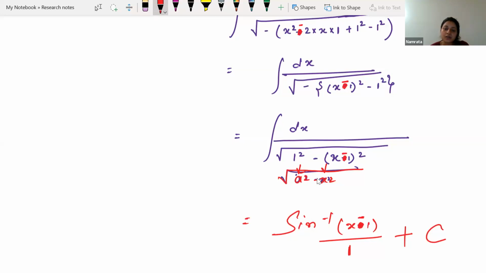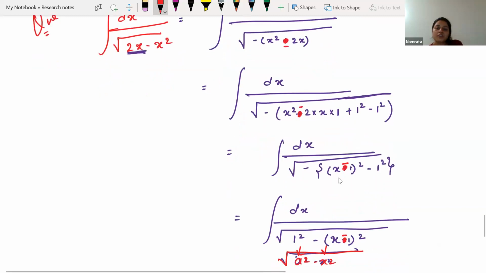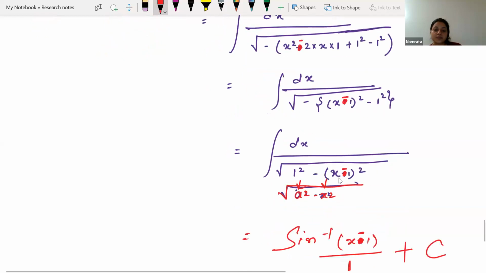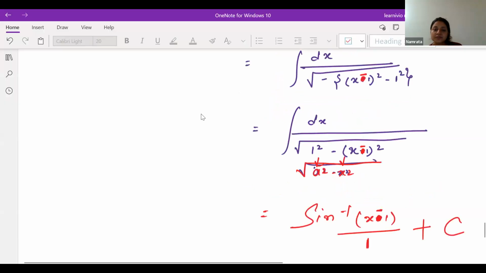x minus 1 by 1 plus c. What was the question? The question was, yeah, is it okay now? Here we have taken minus common. It became x square minus 2x, x square minus 2 times a times b plus a square minus b square. I have taken all by myself. Then it became the formula of a minus b whole square and minus 1 square. Yeah. Is it clear now? Is it okay now?